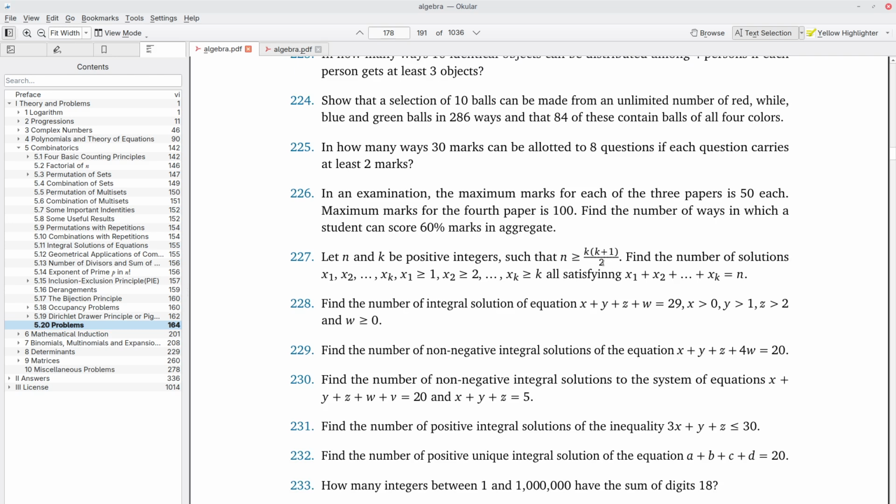Question 227 says: let n and k be positive integers such that n is greater than or equal to k(k + 1)/2. Find the number of solutions x1, x2 through xk such that x1 greater than or equal to 1, x2 greater than or equal to 2, and xk greater than or equal to k, all satisfying x1 + x2 + through xk is equal to n.